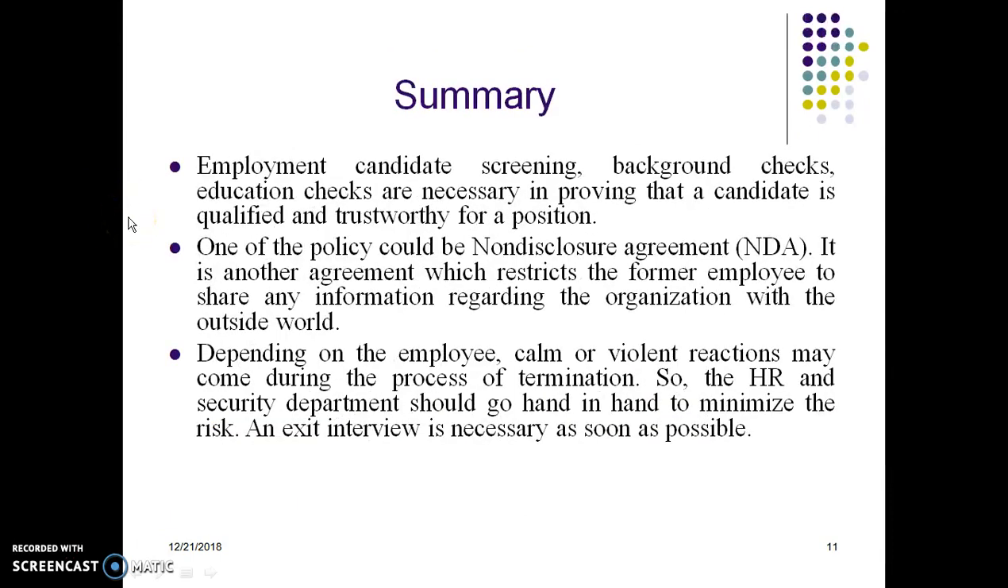Now let's summarize all the topics that are included in today's presentation. Employment candidate screening, background checks, education checks are necessary in proving that a candidate is qualified and trustworthy for a position. One of the policies could be a non-disclosure agreement. It is another agreement which restricts the former employee from sharing any information regarding the organization with the outside world.